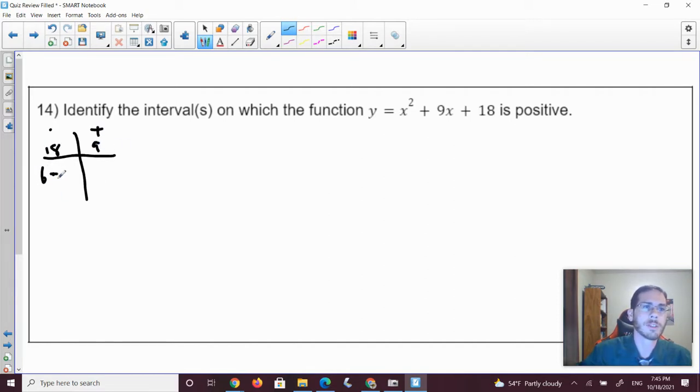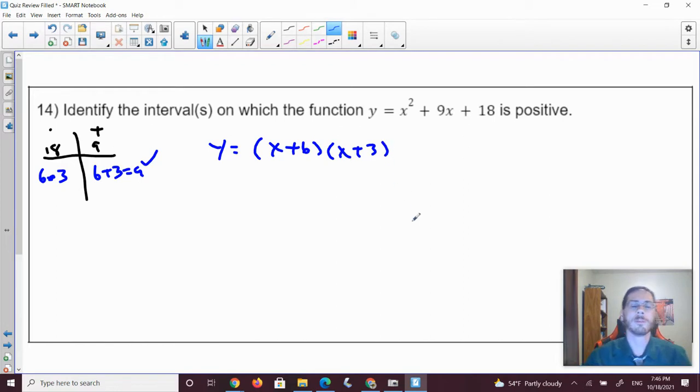All right, well, this is 6 and 3. Oops, I'll do that in blue. So hopefully I did that right. 6 plus 3 is going to be 9. And again, if I didn't, that's fine, we just try again. So 6 plus 3 is 9. Looks good. So we'll factor it. So we get y equals (x plus 6)(x plus 3).